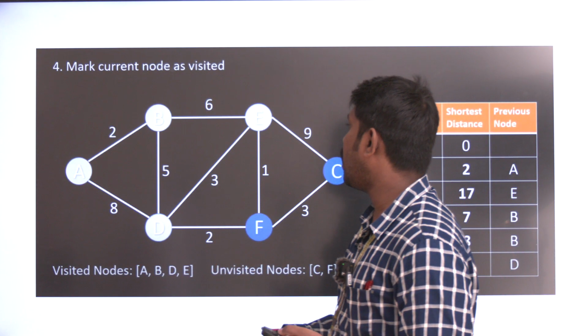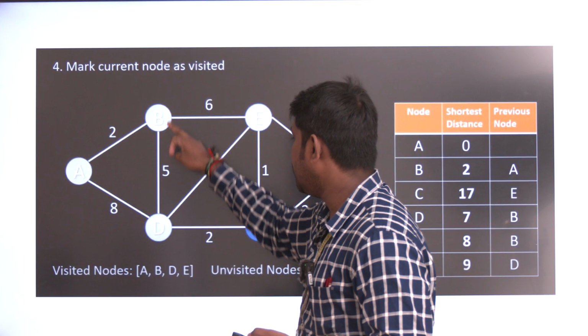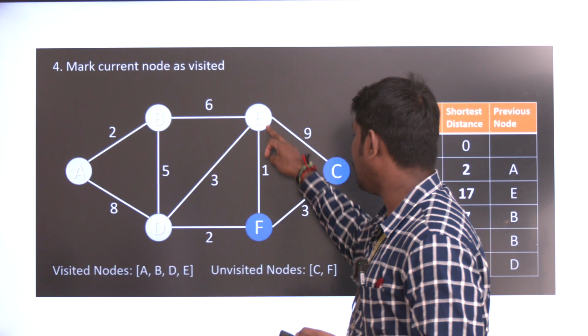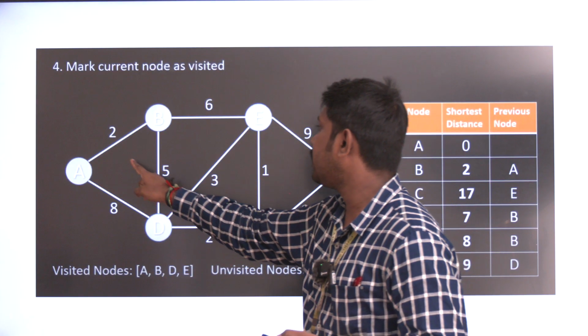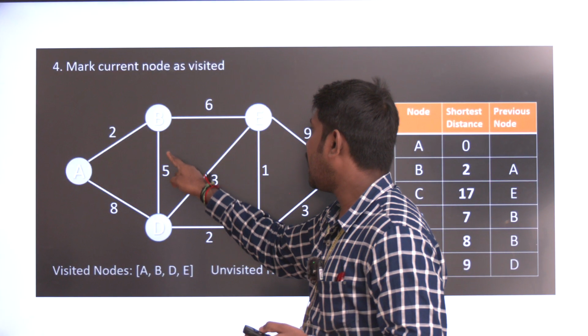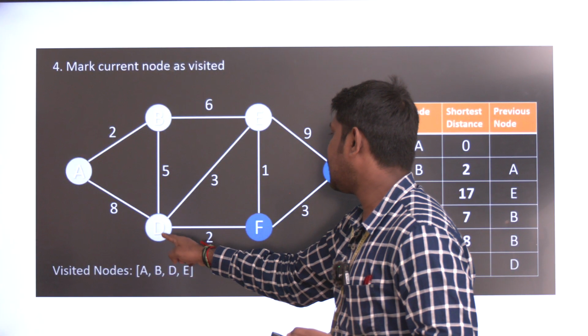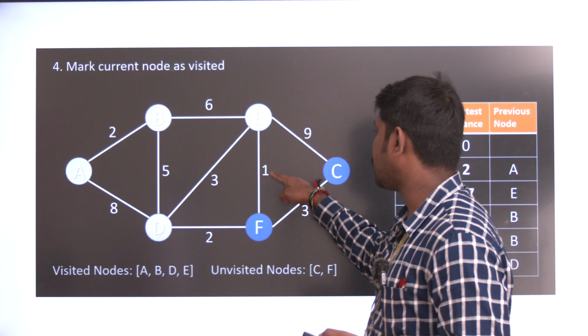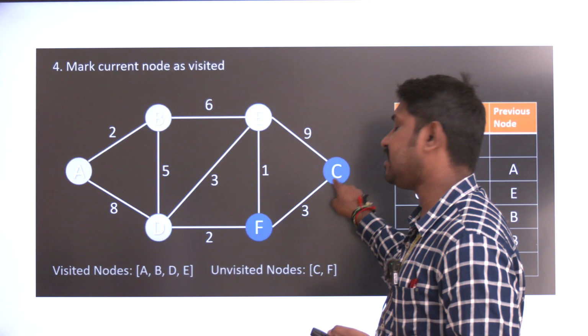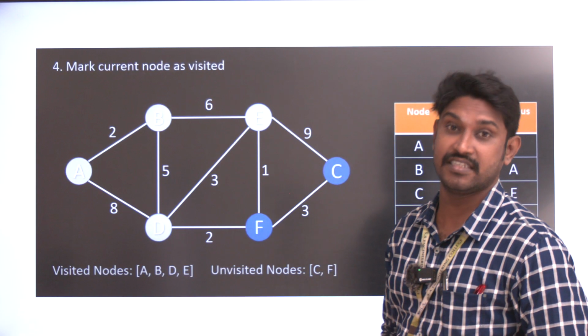Okay. Next we move on to A to B, B to D, D to E, E to F, F to C. We will calculate. A to B will be 2 and B to D will be 5, so 2 plus 5 is 7, and 7 plus 3, 10, 10 plus 1, 11, 11 plus 3, 14, which is the highest value.